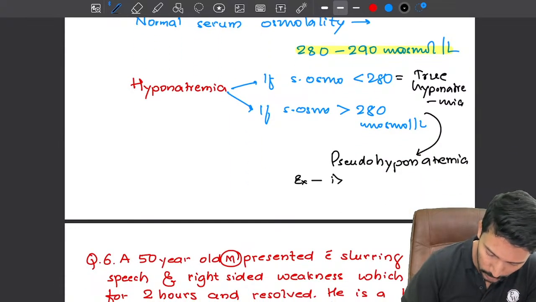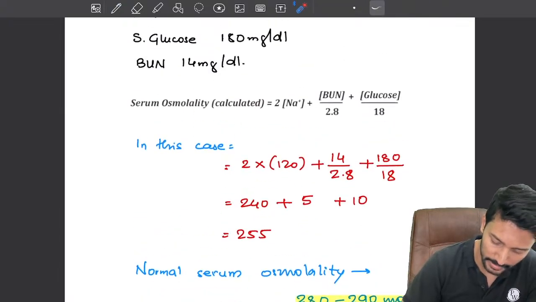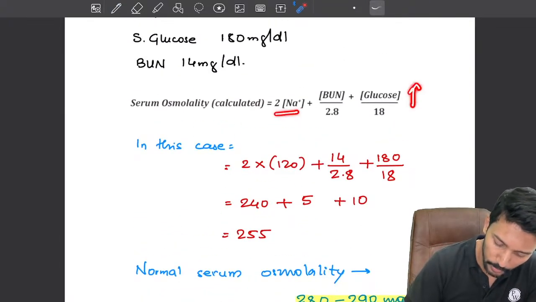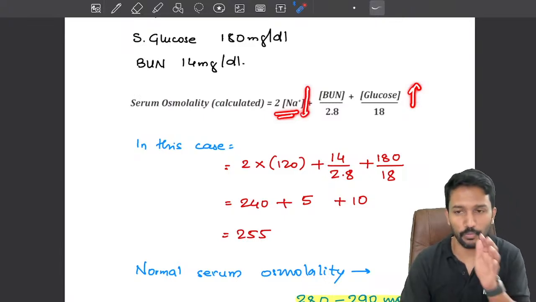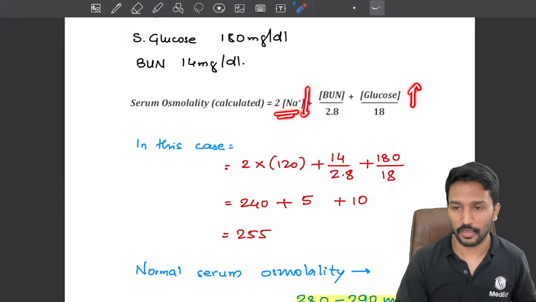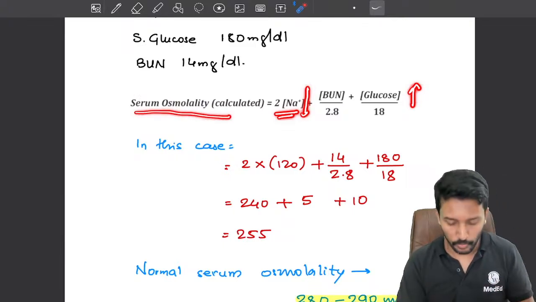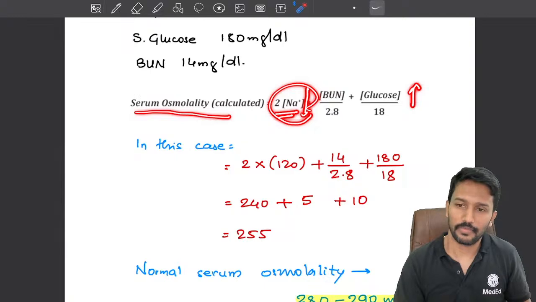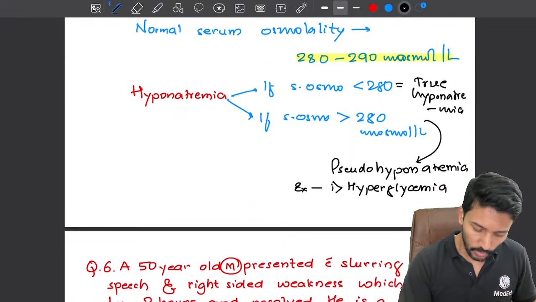Okay, first one, hyperglycemia. So whenever blood glucose level is high, see, body will try to maintain the serum osmolality. So if I increase the glucose, what will happen to sodium? To keep the serum osmolality constant, body has to decrease the sodium. Body shifts the sodium from the extracellular compartment to intracellular compartment so that the serum osmolality remains constant. So obviously sodium in the blood will be low in that case when the glucose is high. So that is one reason for pseudo hyponatremia.